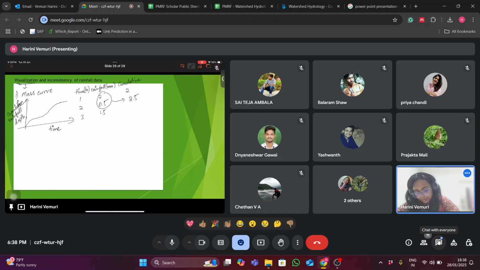To find cumulative rainfall in 3 hours, we add all these three values. That means 4 mm of rainfall. So the time versus cumulative depth is plotted to get the mass curve. So the next one is hydrograph.